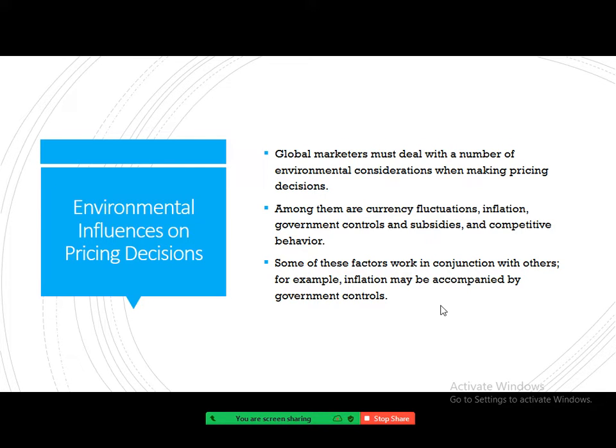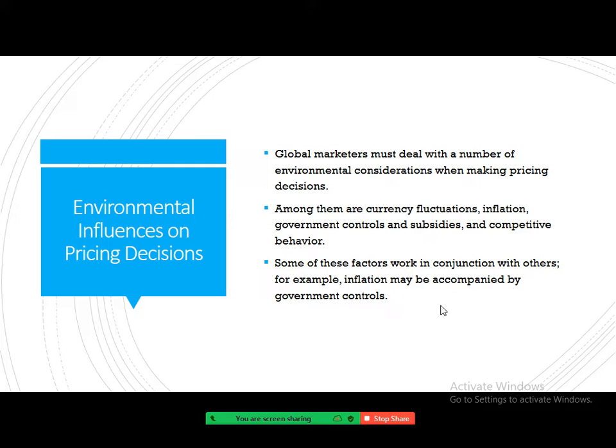Then free carrier, that is F terms, FCA. Also, free alongside ship, that is FAS named port, or free on board, FOB named term. There is also one more in Incoterms. Several Incoterms are known as C terms or main carriage terms, when the goods are shipped cost, insurance and freight. That is CIF named terms.